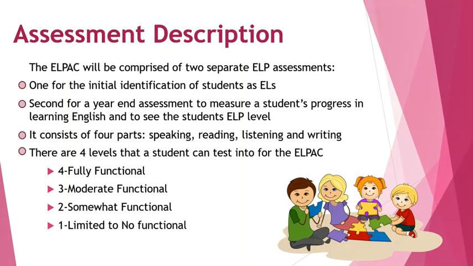topics and content areas. Level 2 is somewhat functional, which shows that a student can use English to meet immediate communication needs, but often are not able to use English to learn and communicate on topics and content areas. Level 1 is limited to no function. This shows that the students tend to rely on learned words and phrases to communicate meaning at a basic level.